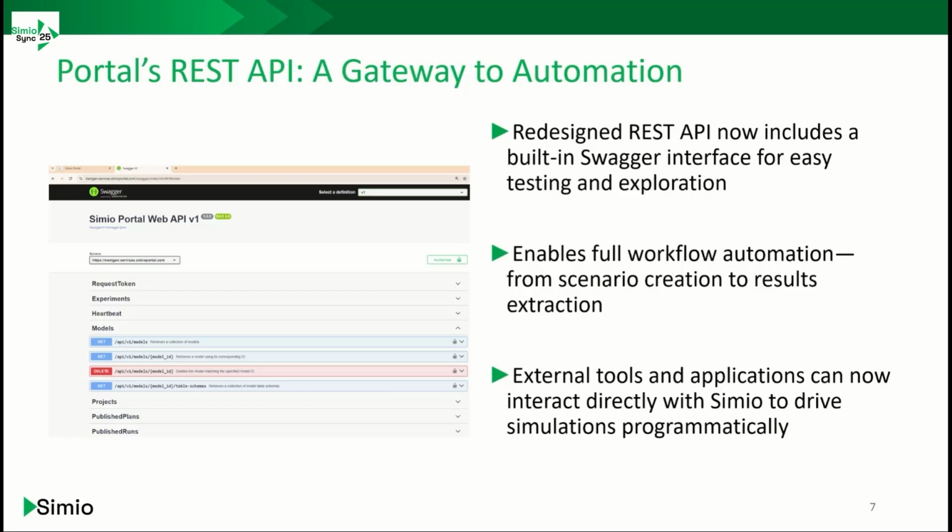We now include a built-in Swagger page directly in Simio Portal. This is a web-based interface that makes it easy to explore, test, and understand API calls. It's especially helpful if you're new to APIs or you just want to prototype quickly.